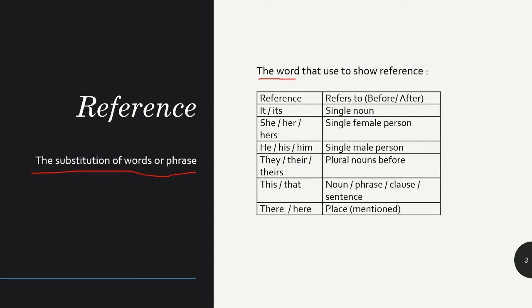It refers to a single noun. So this is the condition where these words play. She, her, hers refers to a single female person. He, his, him refers to a single male person. They, their, theirs refers to plural nouns before. This, that refers to a noun, phrase, clause, or sentence. There or here refers to a place.